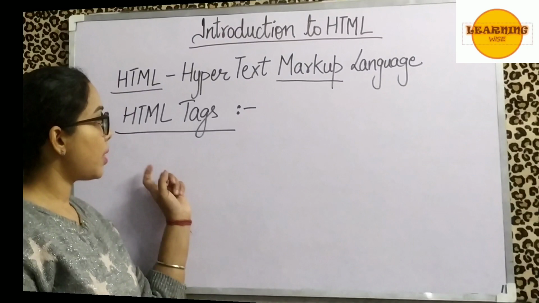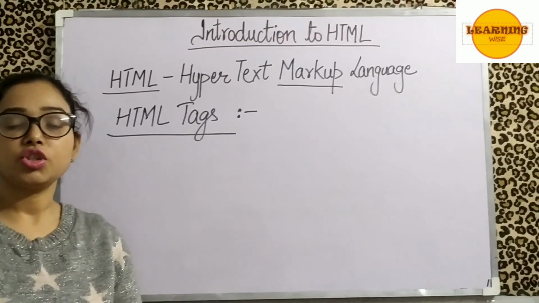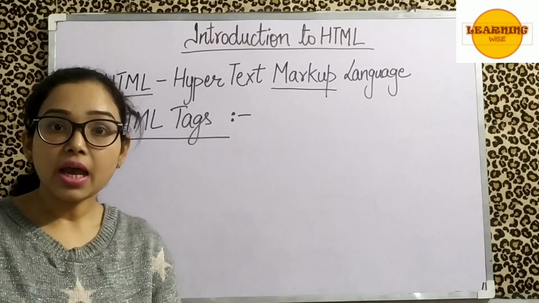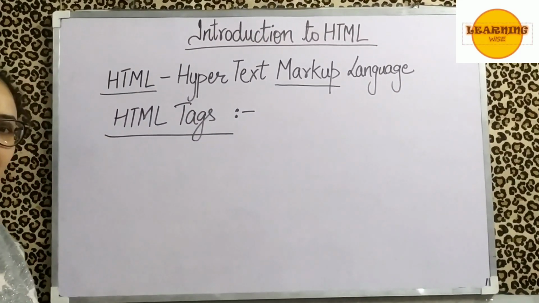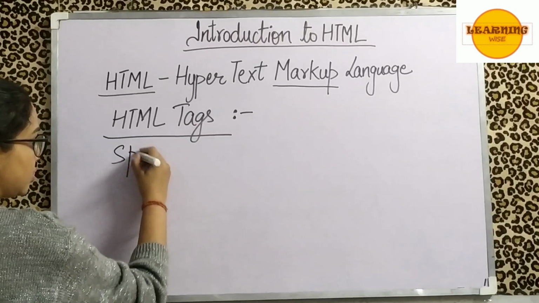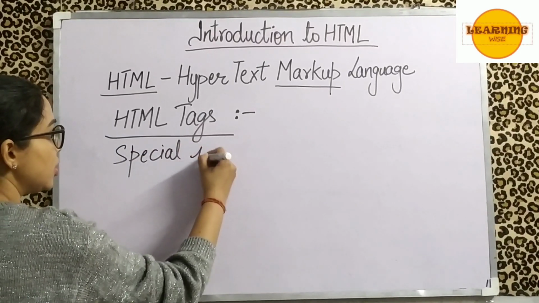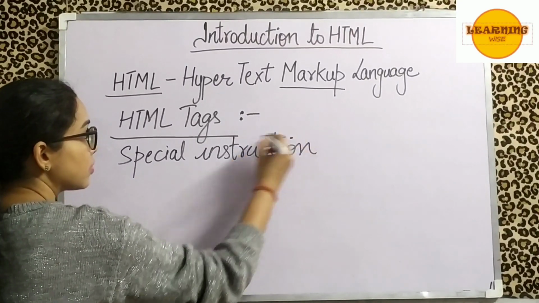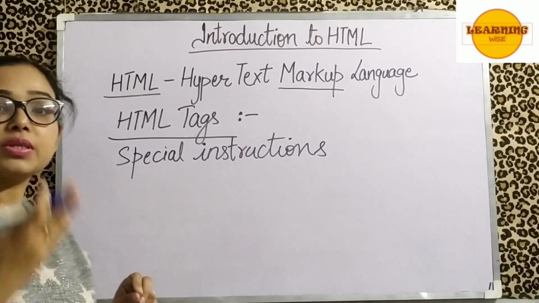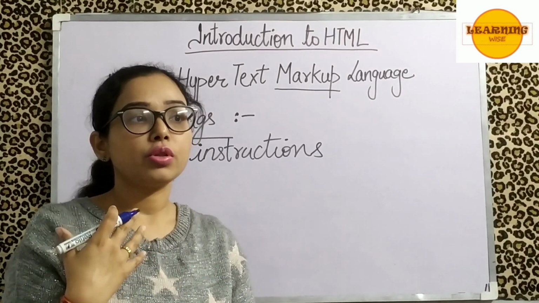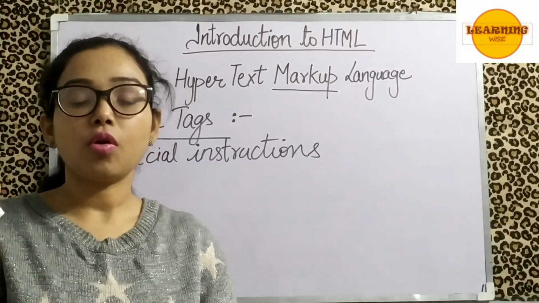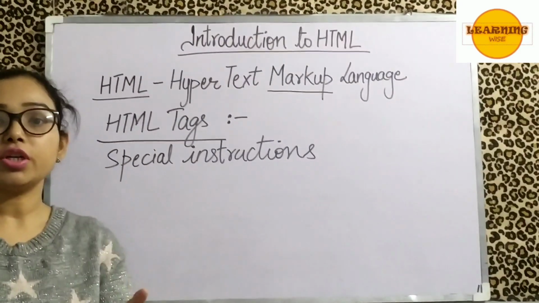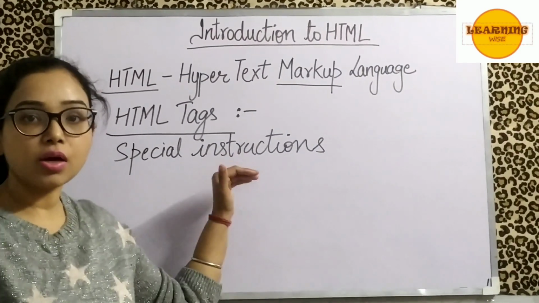Now let's talk about the most important thing in HTML, which is tags. Now you are going to ask me, what are tags? Tags are nothing but special instructions. They are special instructions which tell the browser how to present the text or the content on the web page. So basically the functional unit of HTML is the tag only.